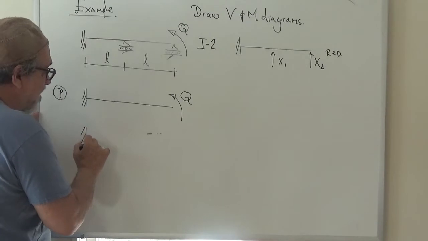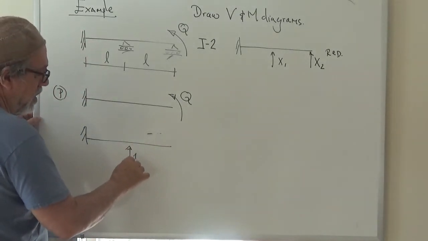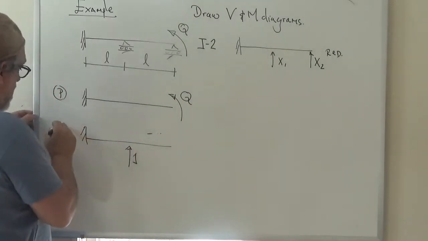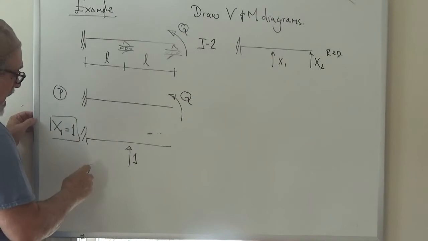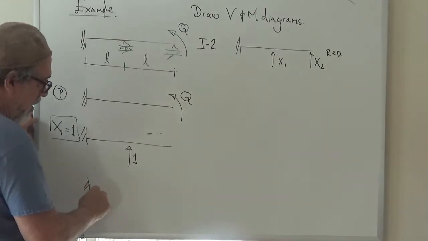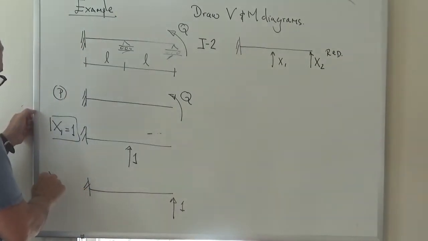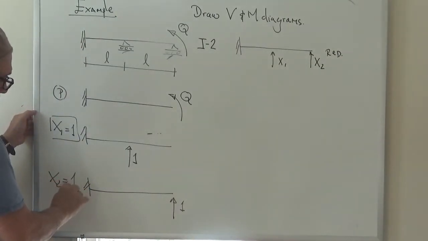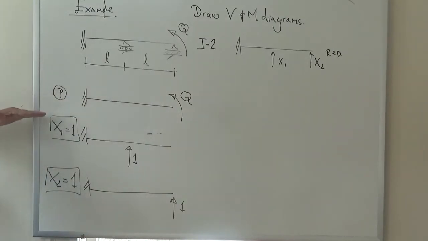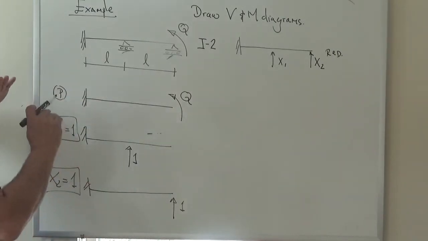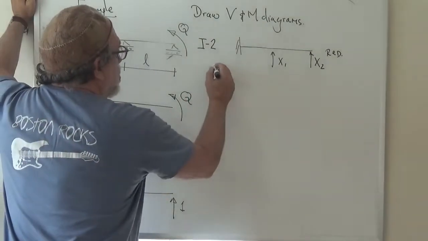Then my sketch X1 equal to 1 is this. And my sketch X2 equal to 1 is this. So I have my P sketch, my sketch X1 equal to 1, my sketch X2 equal to 1, and then I know that my problem looks like this.